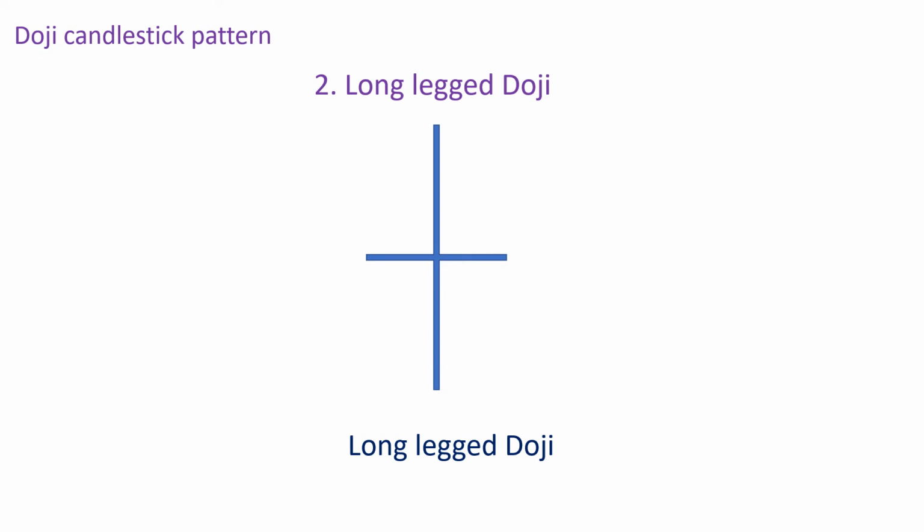The second one is the long leg doji. In the long leg doji candlestick, the open and close are again at the same place. It has extended upper and lower shadows, meaning greater volatility and indecision in the market compared to the doji star. The price may fluctuate more, but at the end of the candle session, the price closes at the same place where the market opened, meaning the power between buyers and sellers is equal.